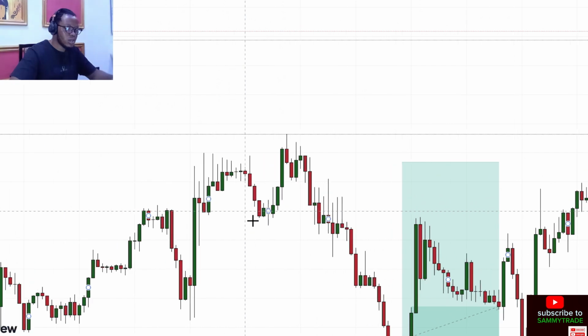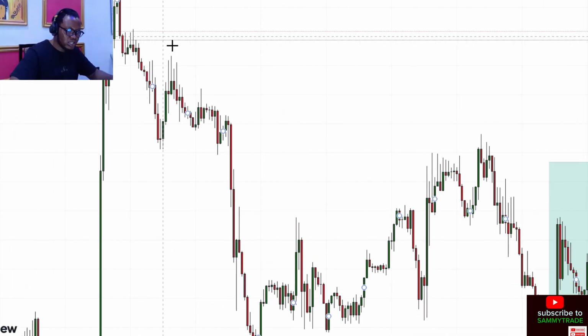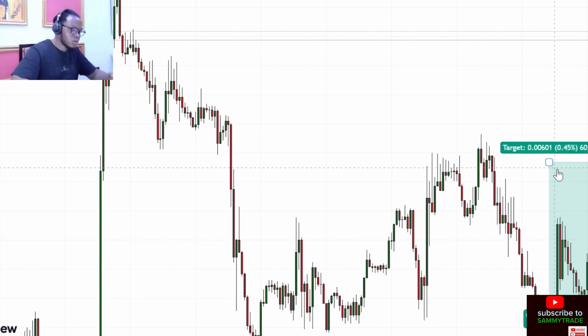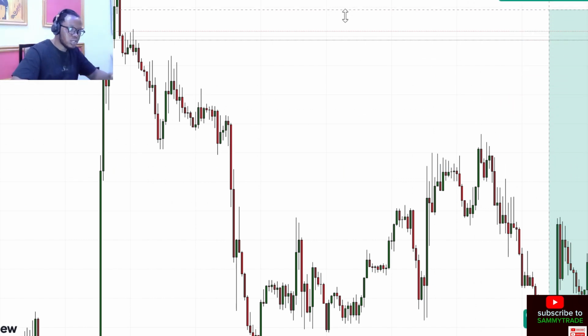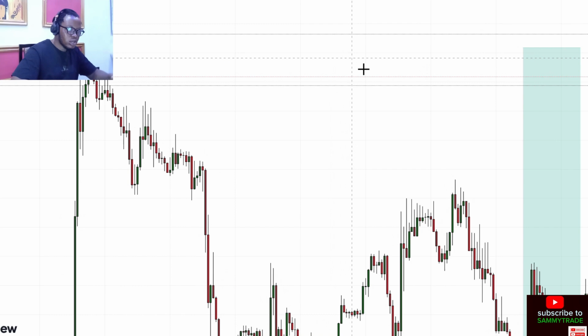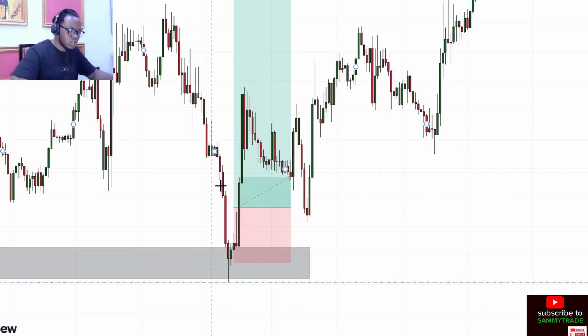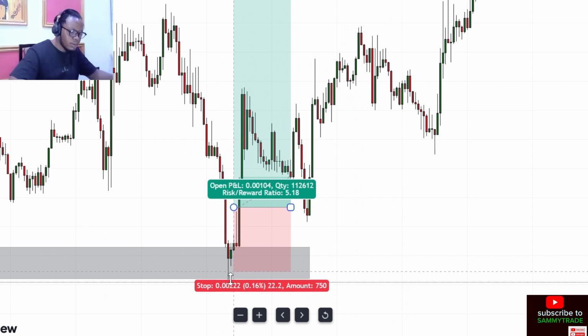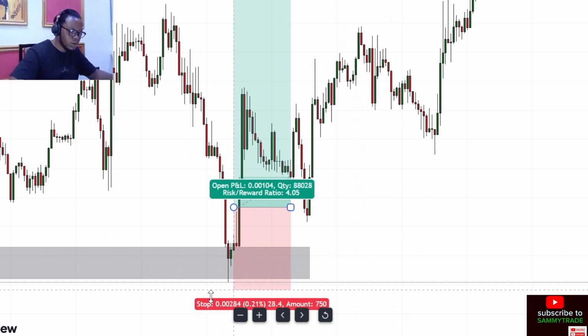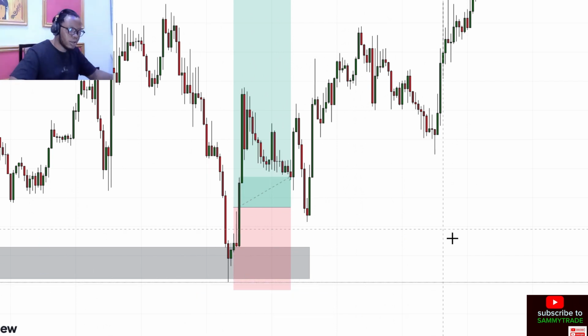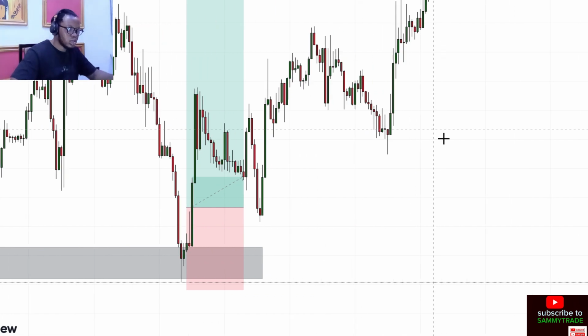Then you set your take profit at the next order block, which is here, the next point where smart money entered for a huge selling pressure, which is right here. So you want to set your take profit at this point here, and your stop loss below that order block, right here below the order block. So let's see how it played out.